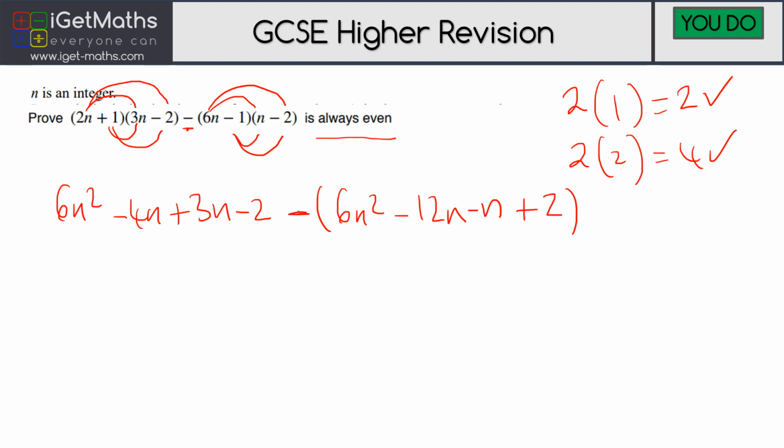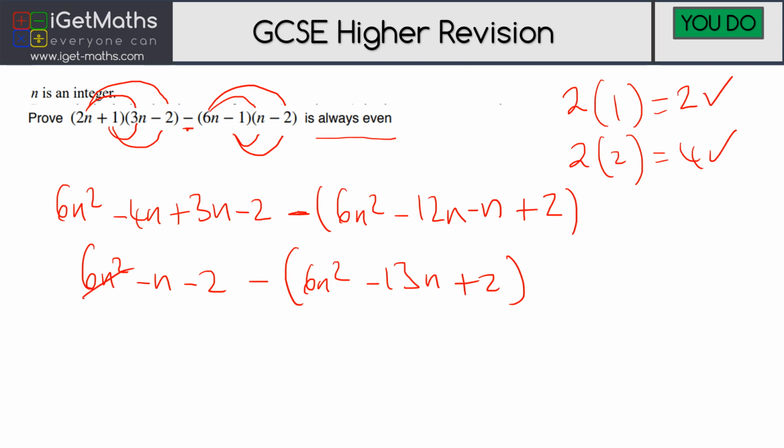And then we're going to simplify these. So here we'd have 6n squared. Minus 4n plus 3n is a minus n. And then you've got minus 2. Minus, separated, 6n squared. Minus 12n minus n is minus 13n. And then you've got plus 2 there. Now 6n squared minus 6n squared, that will cancel. Minus n minus this minus 13n will give us a plus, so you end up with minus n plus 13n, which therefore gives you 12n.